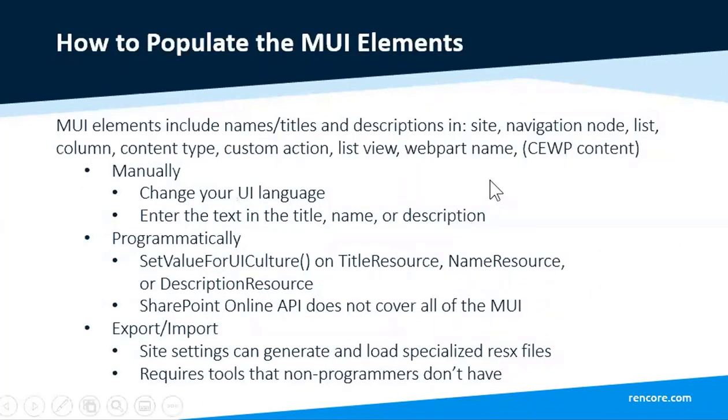First of all, these MUI elements are things like names and titles and descriptions for site names, navigation nodes, list, column names, content type names, custom actions, list views. So there are a number of those things that will change the text that they display depending on the user's language preference. And they can be changed manually. They can be changed programmatically. But a lot of the translations are already built in, so you don't have to enter them at all.